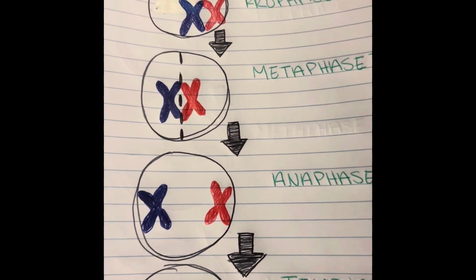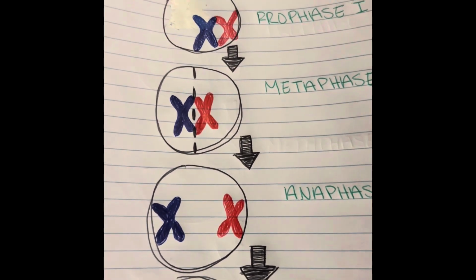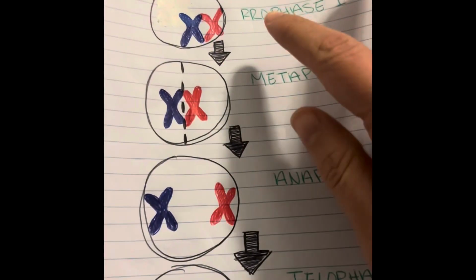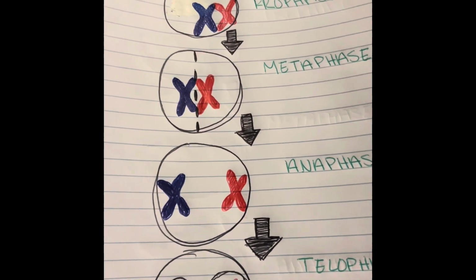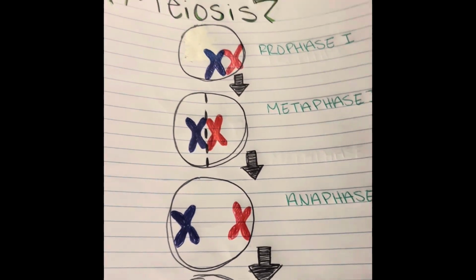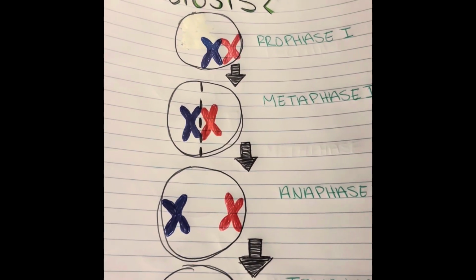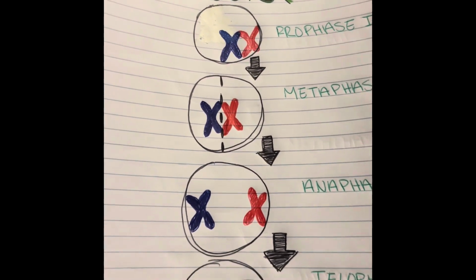Homologous chromosomes pair up, and this is called a tetrad, with a male and female chromosome. Crossover occurs in prophase 1, where the homologous chromosomes exchange genetic information.